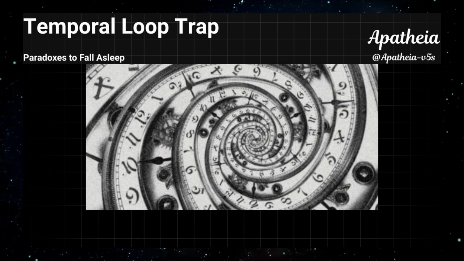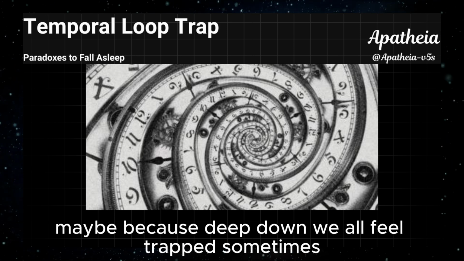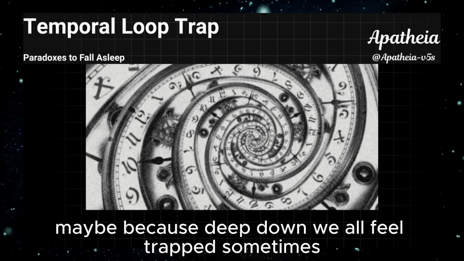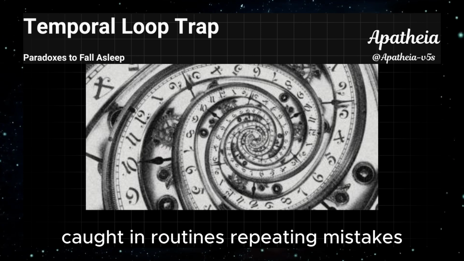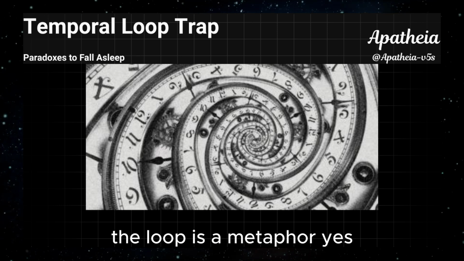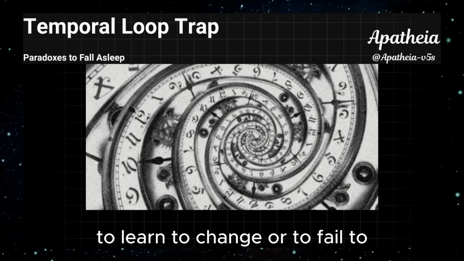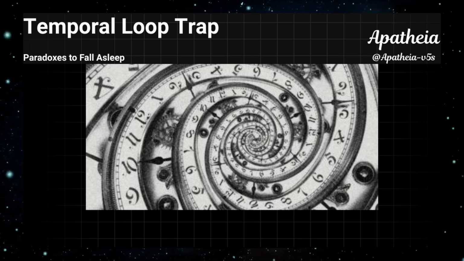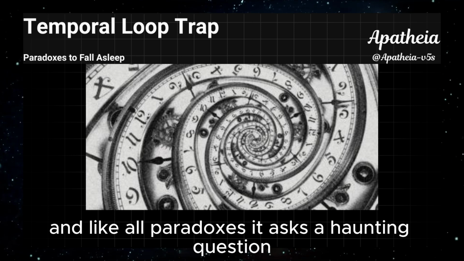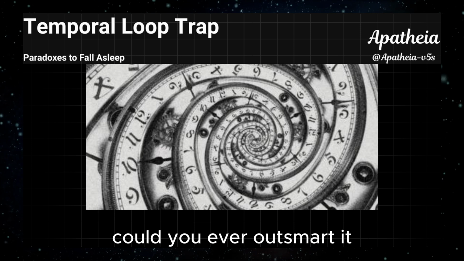Over and over. So why does this paradox fascinate us so much? Maybe because deep down we all feel trapped sometimes, caught in routines, repeating mistakes, reliving regrets. The loop is a metaphor, yes, but it's also a mirror. It shows us what it means to be stuck, to learn, to change, or to fail to. And like all paradoxes, it asks a haunting question. If time turned against you, could you ever outsmart it?